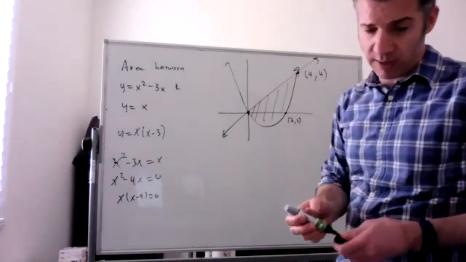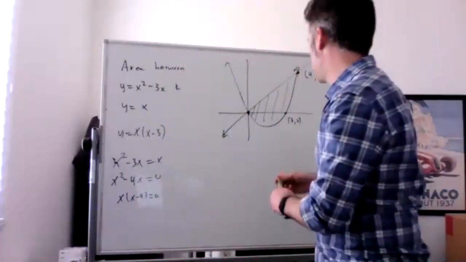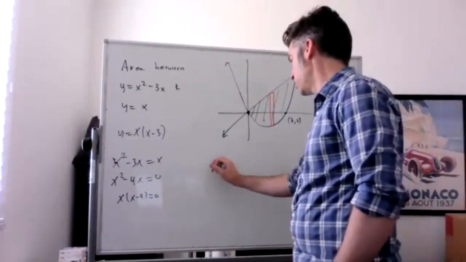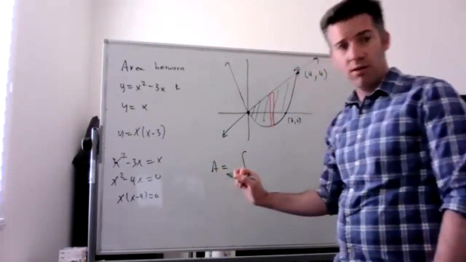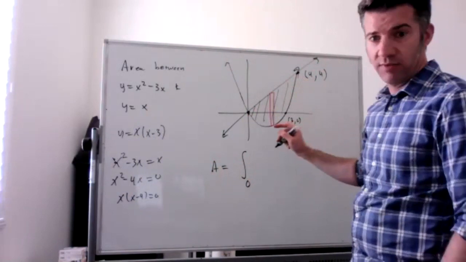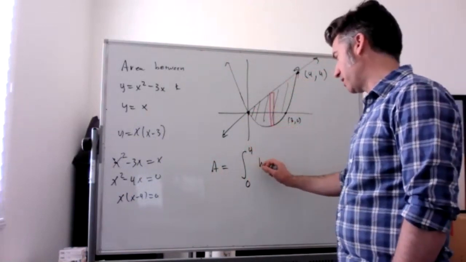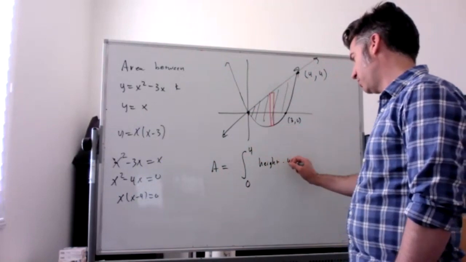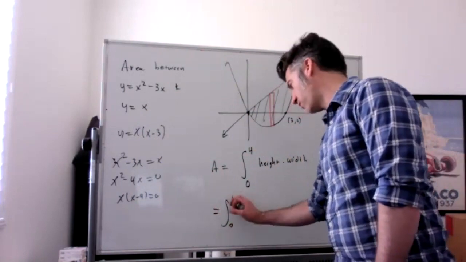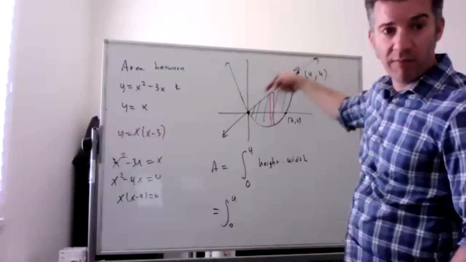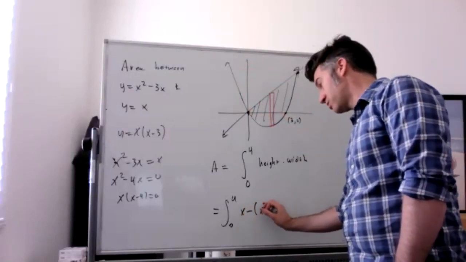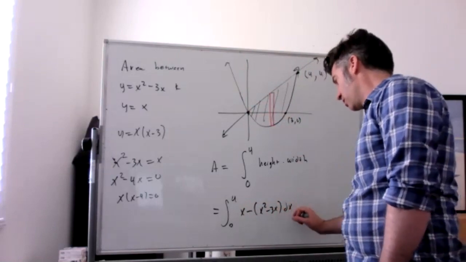So what I'm going to do is use a rectangle again. I'm going to add up all the things from as far left as x equals 0 to as far right as x equals 4 of the height of the rectangle times the width of the rectangle, or more generally, the area of the rectangle. So that's going to be the integral from 0 to 4. The height of the rectangle is the top function minus the bottom function. That's going to be x minus x squared minus 3x, times the width, which is dx.